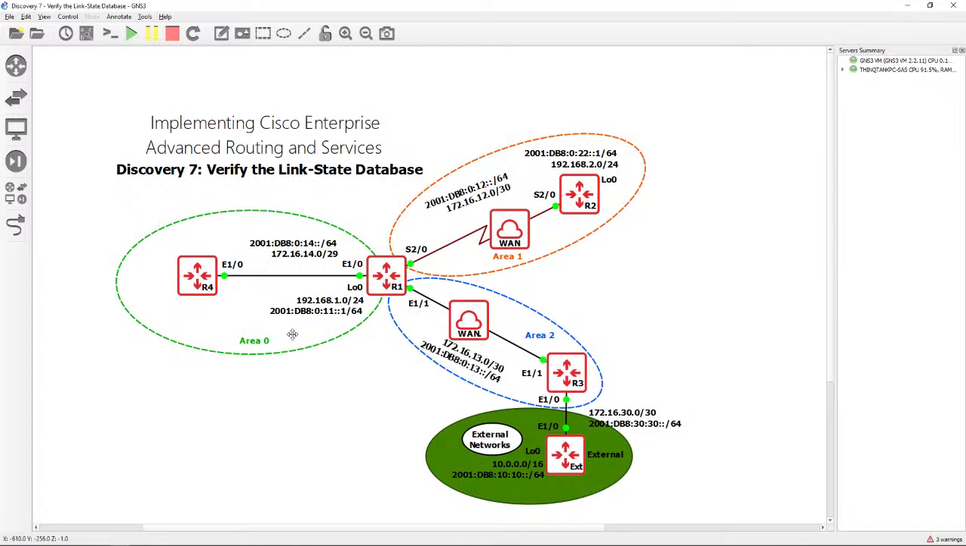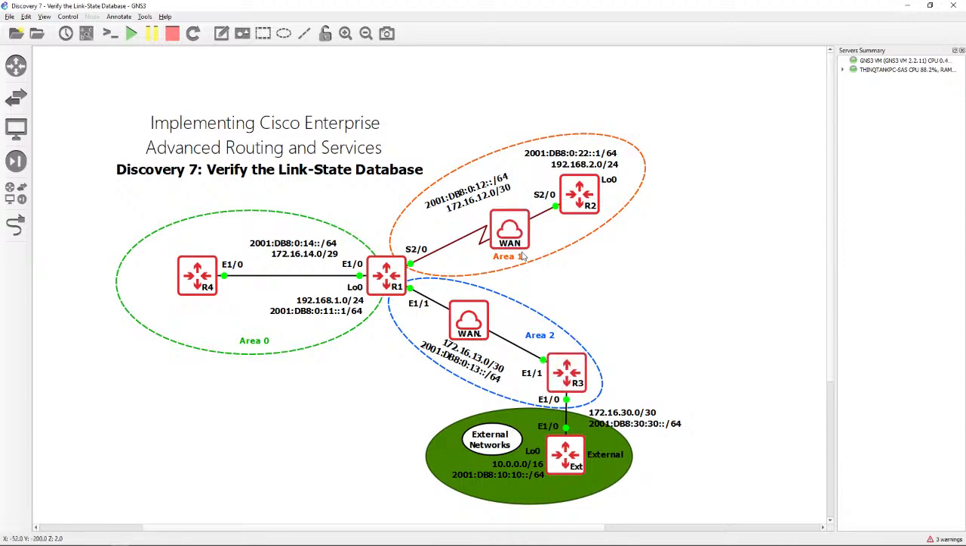So in area 0, I'm going to see type 3s. Well, I'll see type 1s and 2s for sure because I have a multi-access segment here. So I'm going to see type 1s and 2s in this area. I also am going to see type 3s. I will see type 5s because the 5s will be these external networks. And I'll see a type 4, which is going to be generated by R1 to describe reachability to R3.